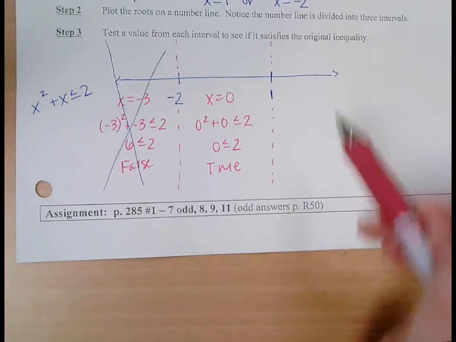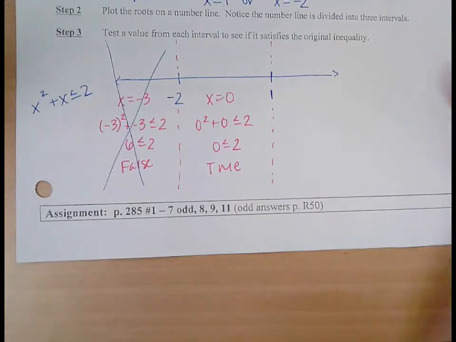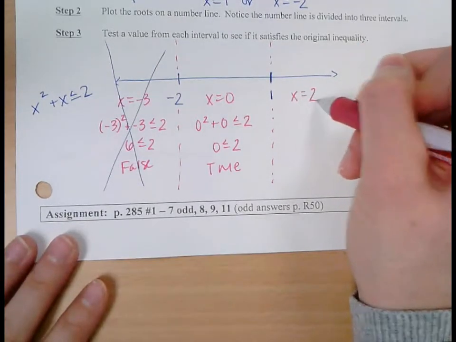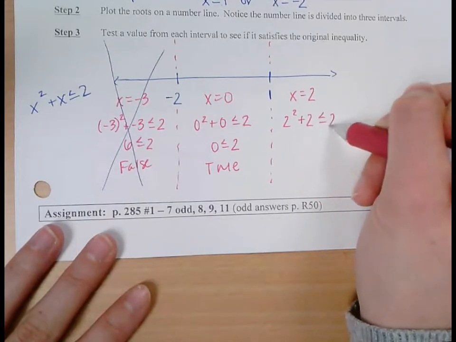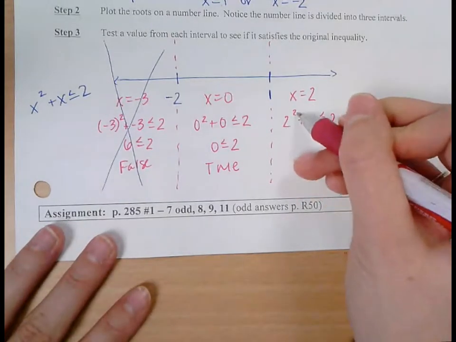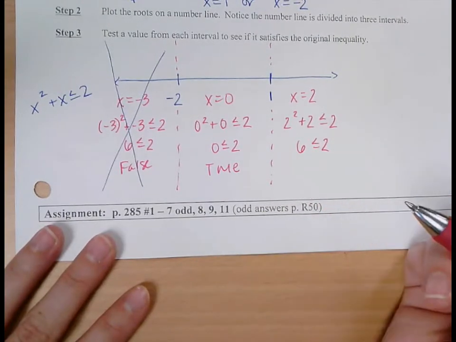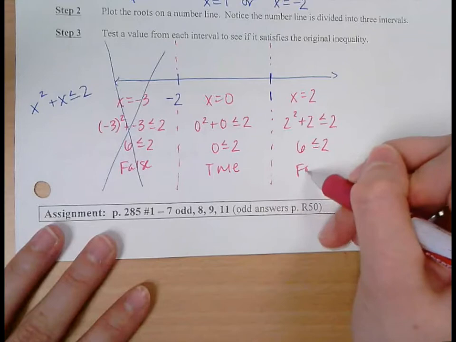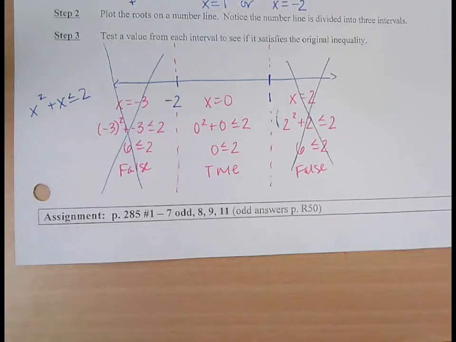I just want to test the last interval quick. I need a number bigger than 1. 2. So then 2 squared plus 2 is less than or equal to 2. That would be 4 plus 2 is 6. And that's not less than or equal to 2. That's false. So that does not contain our solution.